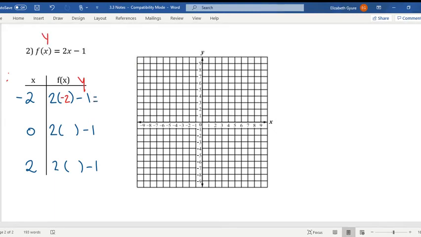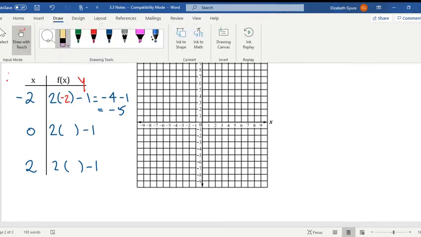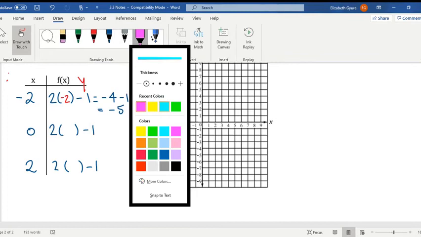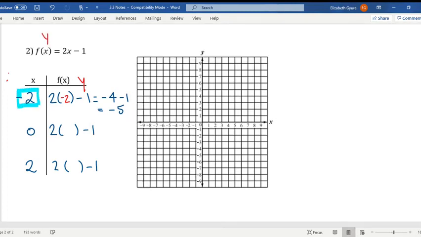So 2 times -2 is -4 minus 1. -4 minus 1 is -5. So our first coordinate point that we just found is -2, -5.